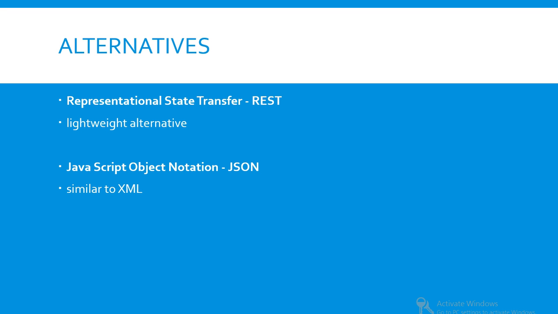Then we have JavaScript Object Notation, JSON. This is a lightweight data exchange format similar to XML. It is based on a subset of the JavaScript language. JSON uses key-value pairs to represent data which are carried inside the message.